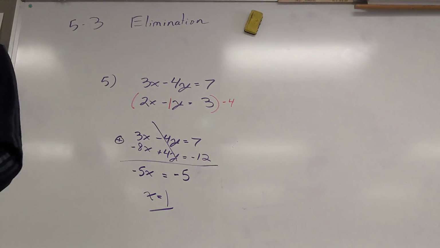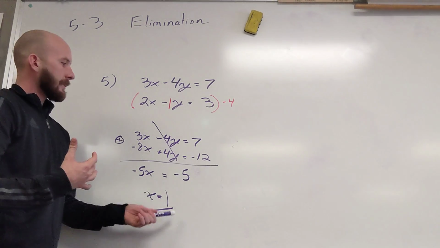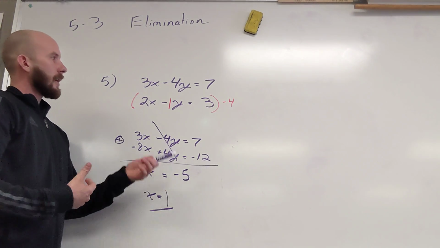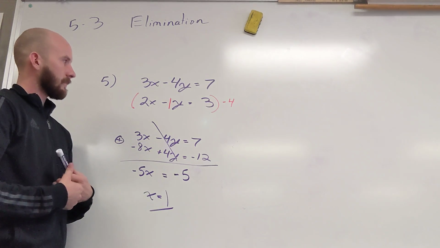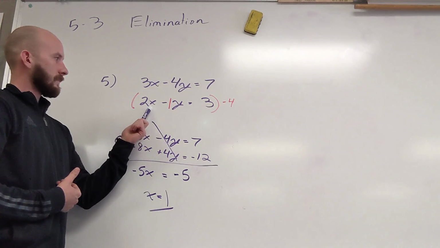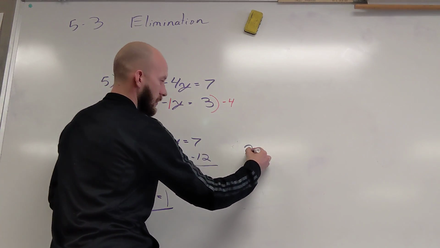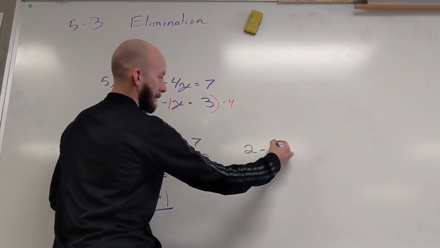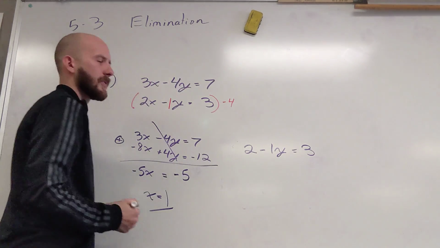Can you put 1 for one of your equations? All right, so then I need to plug 1 in for x somewhere. Doesn't matter where. The second one, the bottom one. Okay. So 2 times 1 is just 2. Minus 1y equals 3.